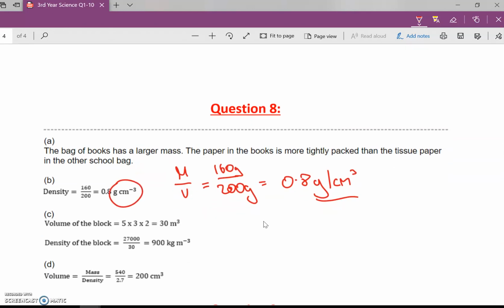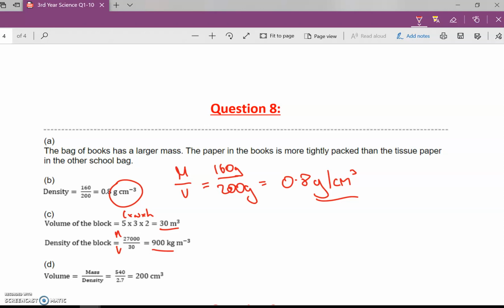Okay. They asked you to get the density of the rectangular block. So again, density, you have to get mass over volume. You first look at the volume, so that's the length by width by height. So that's 30 meters cubed, remember it's in meters. They give you the mass in kilograms. So then density again is the mass over the volume. So it's 900 kilograms per meter cubed, which is fine as well. Remember, you can give density in grams per centimeter cubed, or you can give it in kilograms per meter cubed.